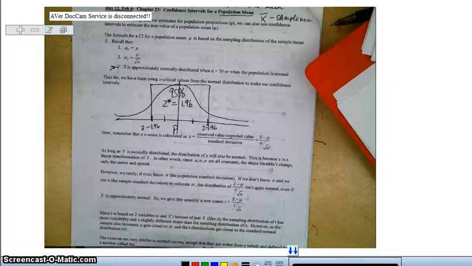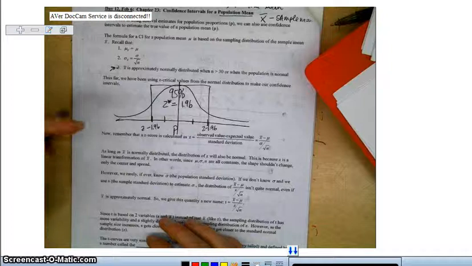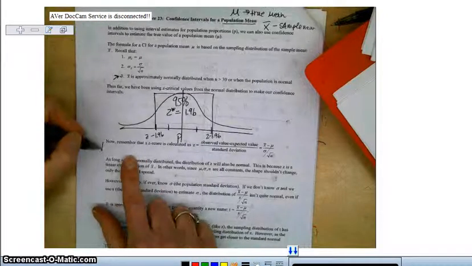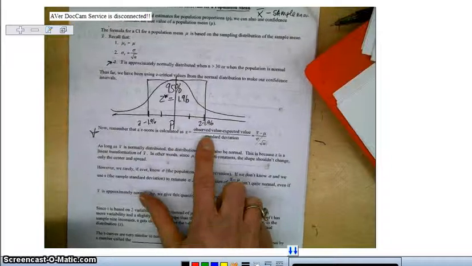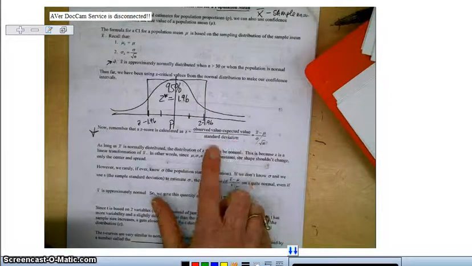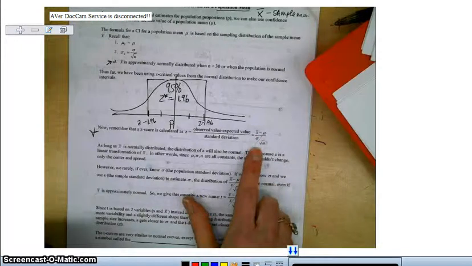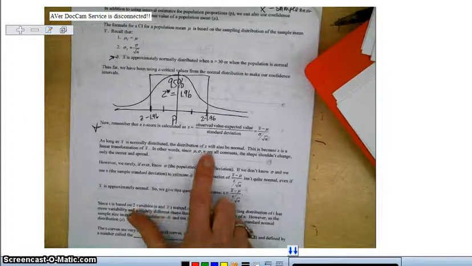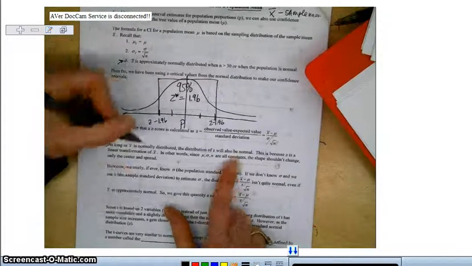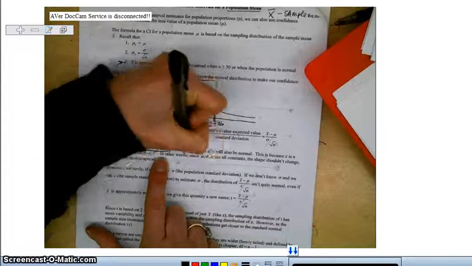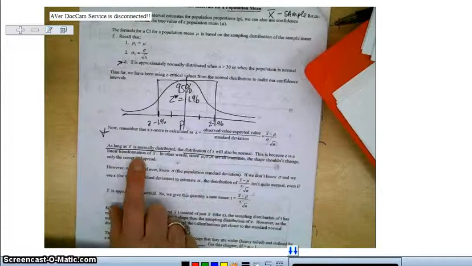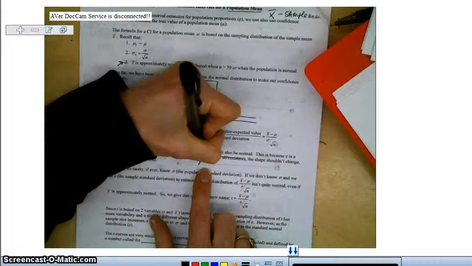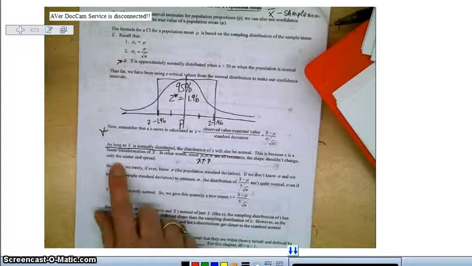But we cannot use this anymore. Well, we can use it when we do proportions, but we cannot use it for the mean. And here's why. A z-score is calculated this way: the observed value minus the expected value divided by the standard deviation. X bar minus mu over the standard deviation. Whatever the standard deviation is that you need to find for your problem. As long as x is normally distributed, the distribution of z will also be normal. If the sample mean is normal, z will be normal. This is because z is a linear transformation of x bar. In other words, mu, sigma, and n are all constants, and the shape shouldn't change, only the center and spread.